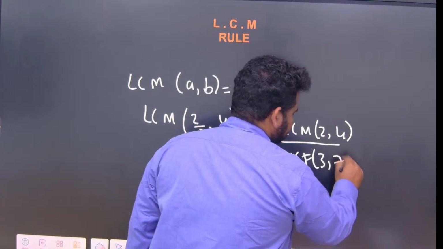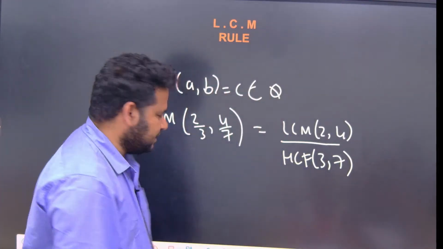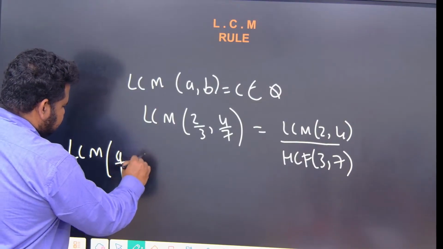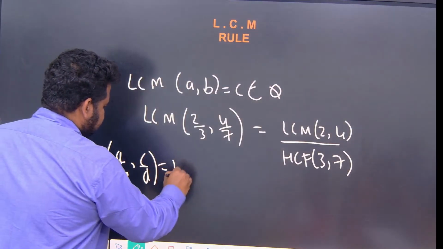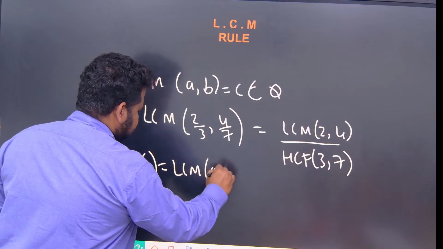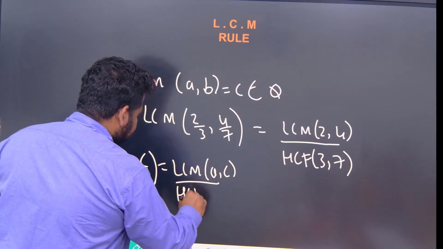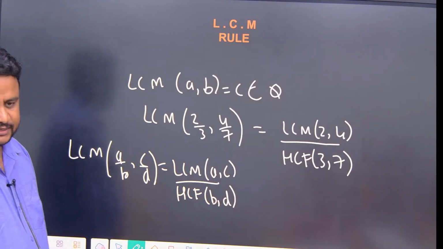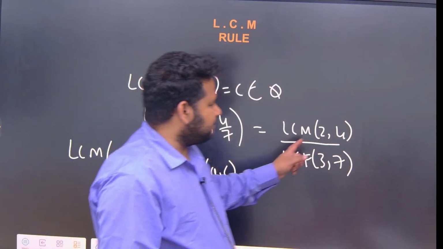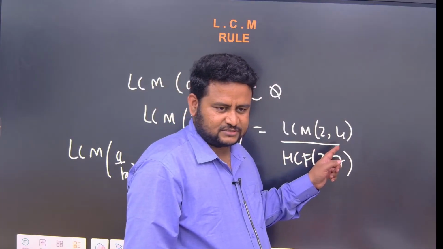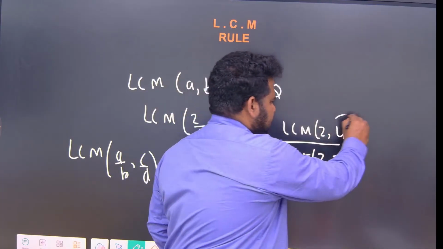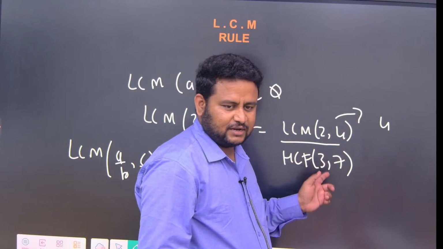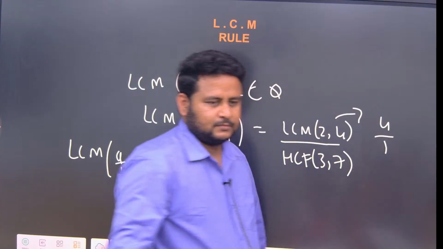You know, right? This you don't know. LCM of A by B comma C by D. The formula is LCM of numerators A comma C by HCF of denominators. Now LCM of 2 and 4: will 2 divide 4? Yes. That means 4 is the LCM. HCF of 3 and 7: there is nothing common, so 1. So that will be 4 by 1.